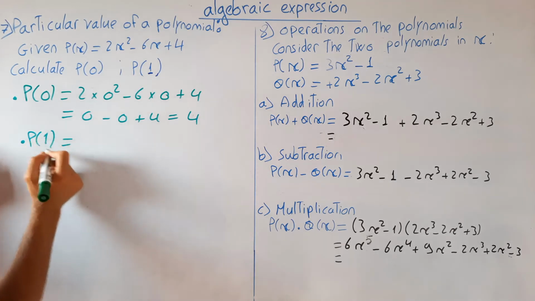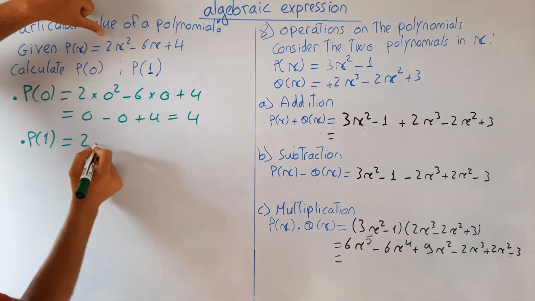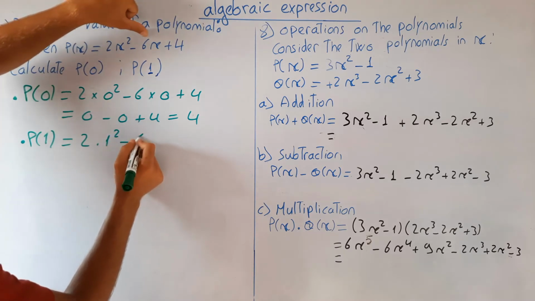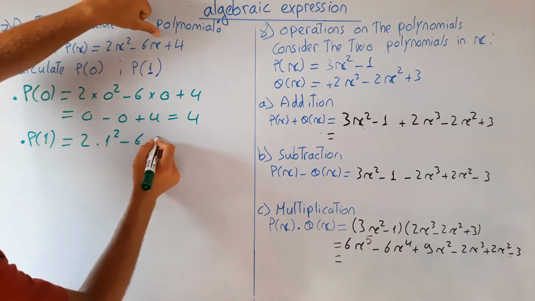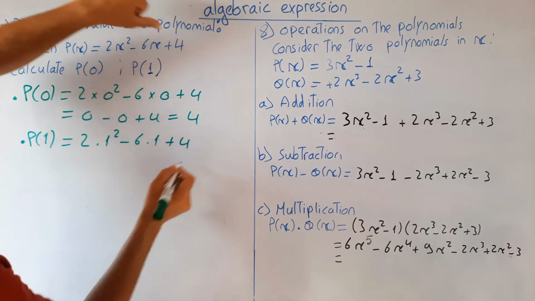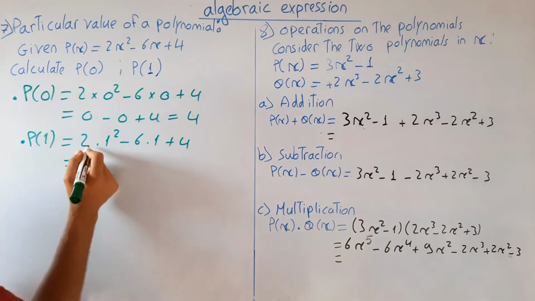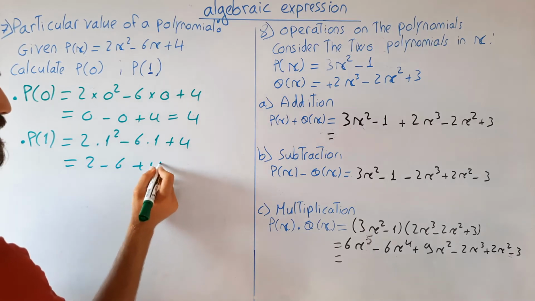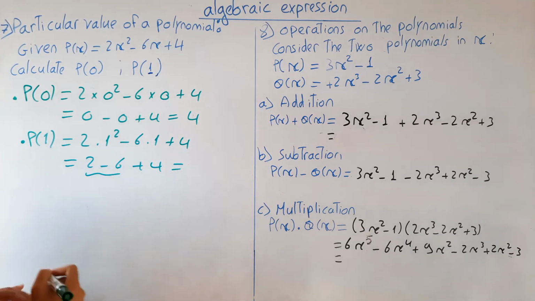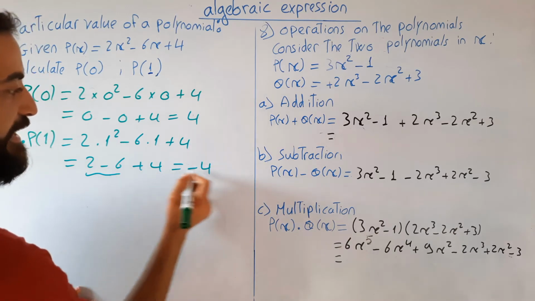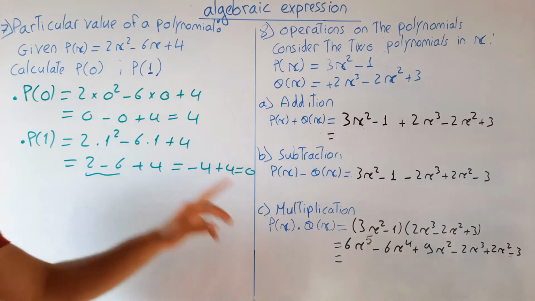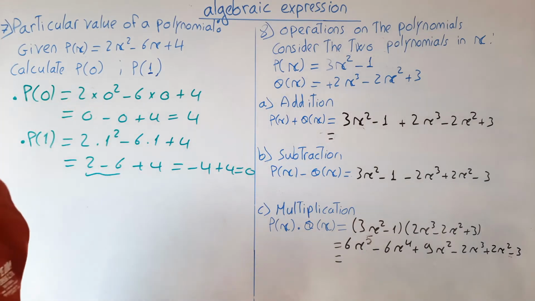P(1) equals 2 times 1 power 2 minus 6 times 1 plus 4, so equals 2 times 1 minus 6 times 1 plus 4, so equals 2 minus 6 equals minus 4 plus 4, so equals 0. So P(1) equals 0, P(0) equals 4.